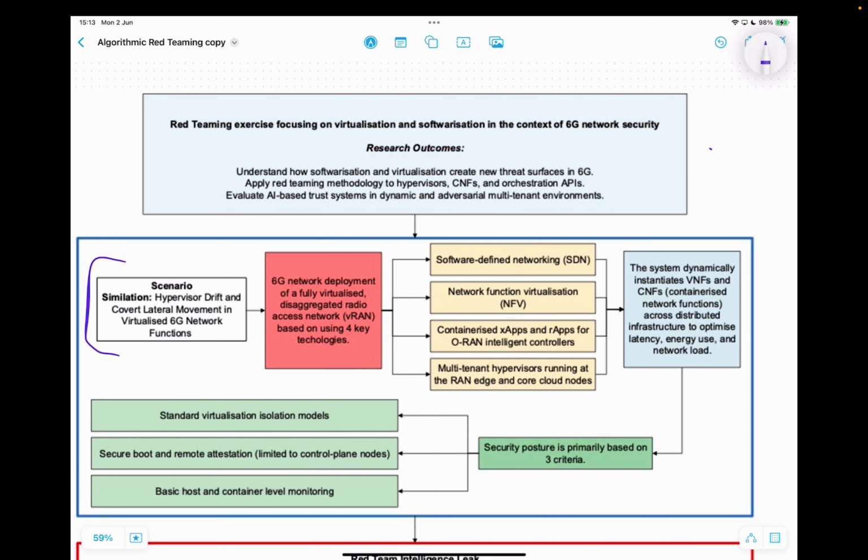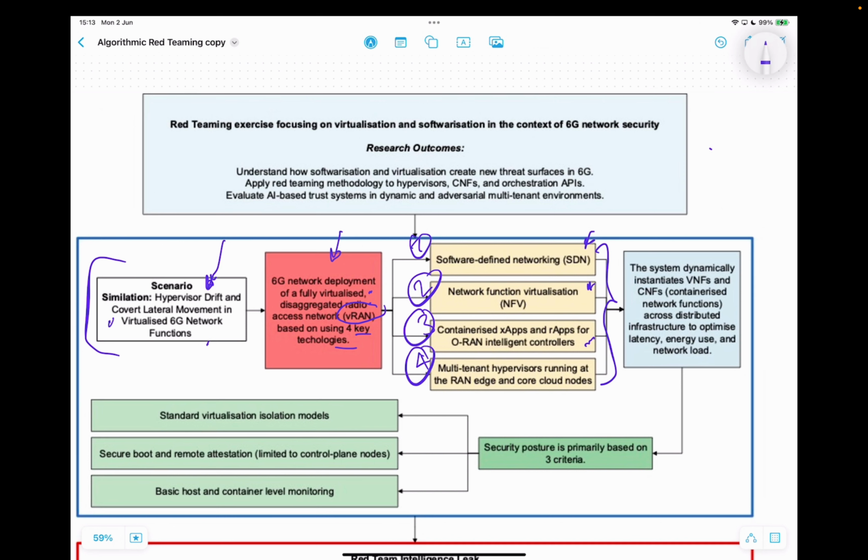So first, simulator stimulation: we're looking at hypervisor drift and covert layer movement in virtualized 6G network functions. The 6G network deployment of a fully virtualized disaggregated radio access network is based on 4 key technologies. Number 1, software-defined networking. Number 2, network function virtualization. Number 3, containerized apps for ORAN intelligence controllers. And number 4, multi-tenant hypervisor running at the RAN node and core cloud modules.